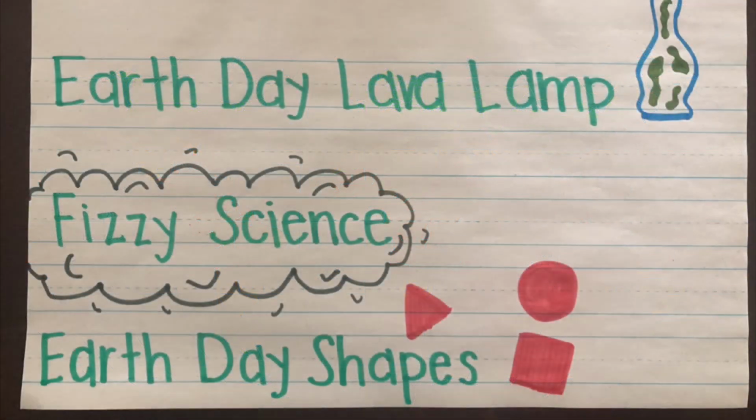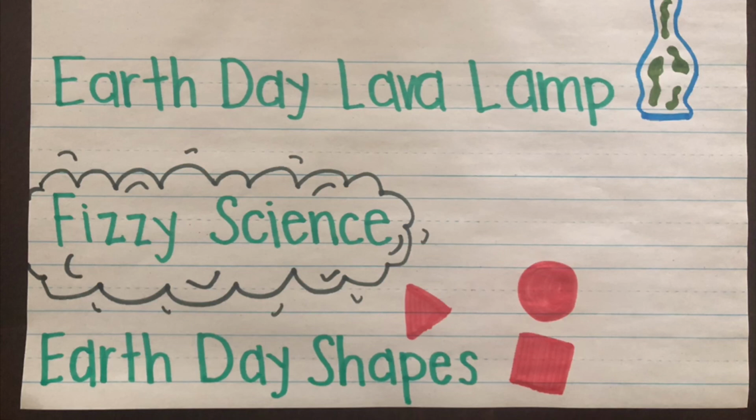All right, you guys, so I have 3 Earth Day activities for us for Wednesday. The first one being the Earth Day lava lamp. You would need cooking oil, water, food coloring, Alka-Seltzer tablets, as well as like a mason jar. For the Fizzy Earth Day science experiment, you would need plastic mini cups. You would need a large tray, an eyedropper, baking soda, vinegar, and food coloring.